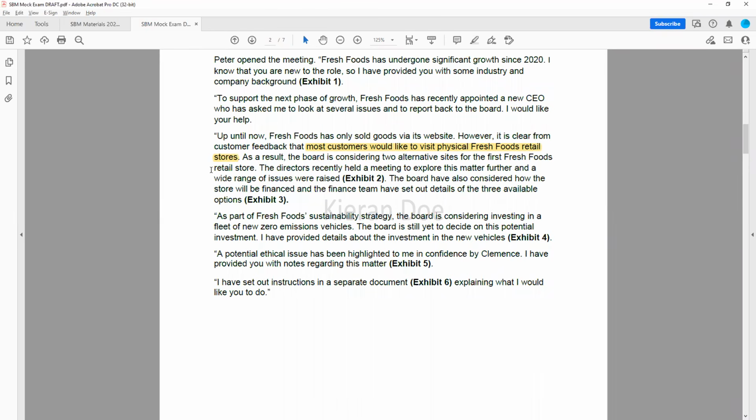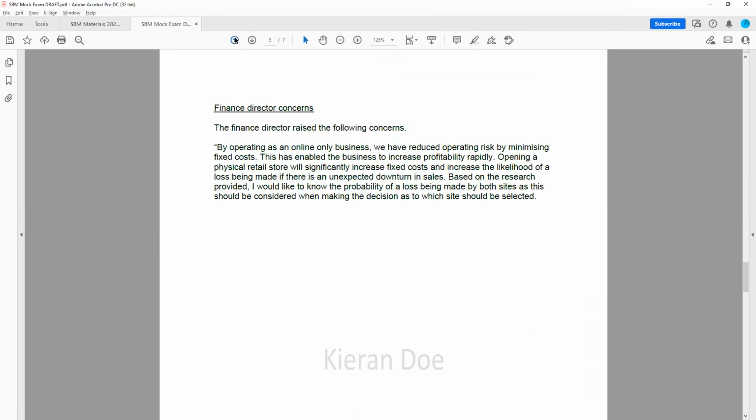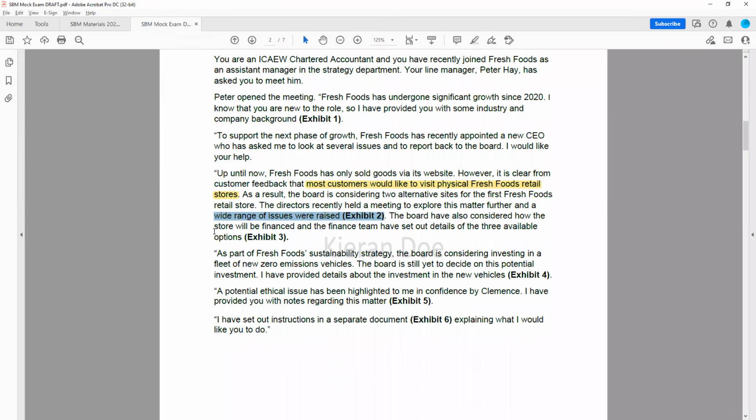The directors recently held a meeting to explore this matter further, and a wide range of issues were raised. And we already knew that's in Exhibit 2 because that's what we gathered having looked at the requirement. So you can see how this first bit almost summarizes or repeats what we already gathered from the requirements.